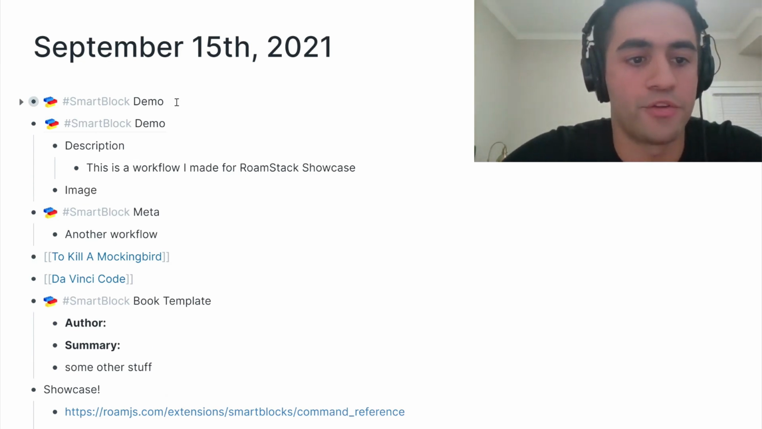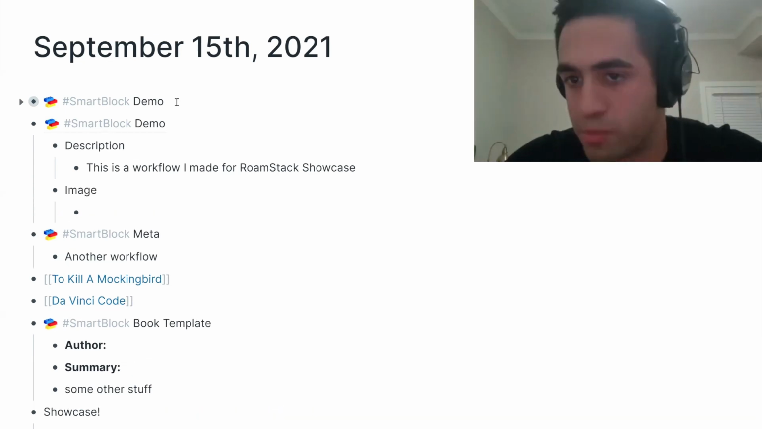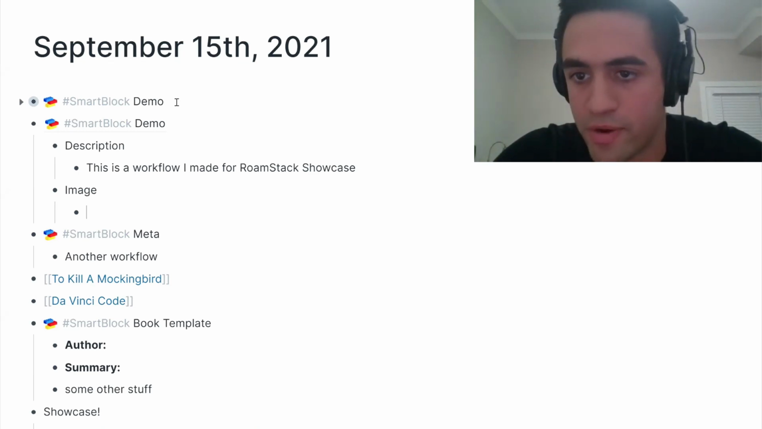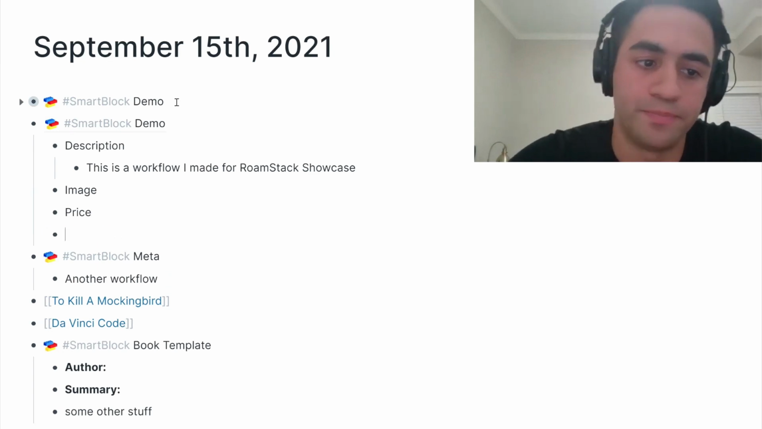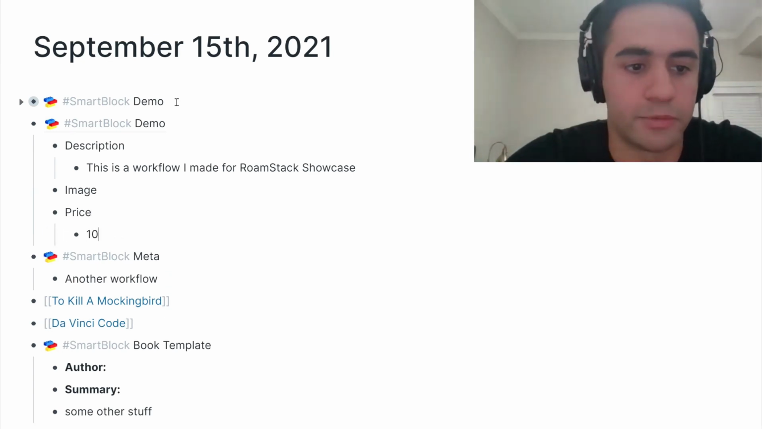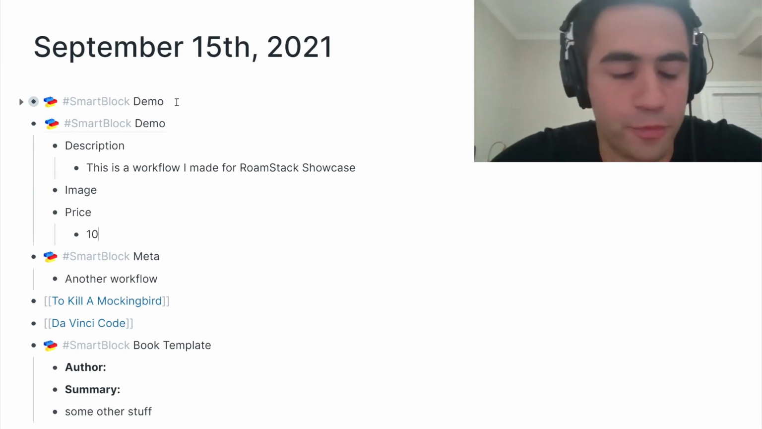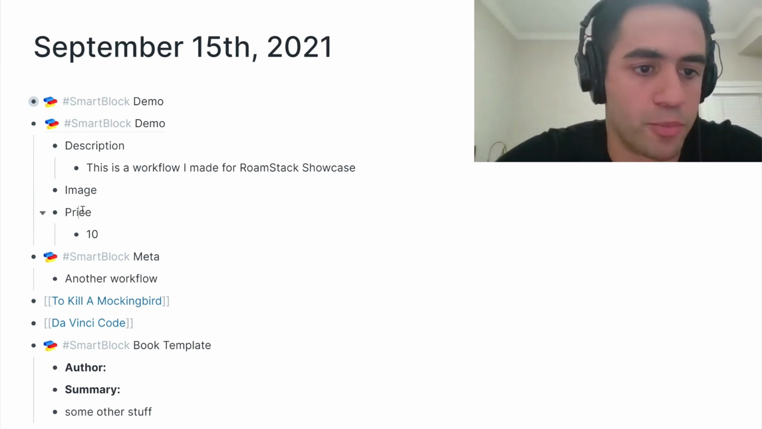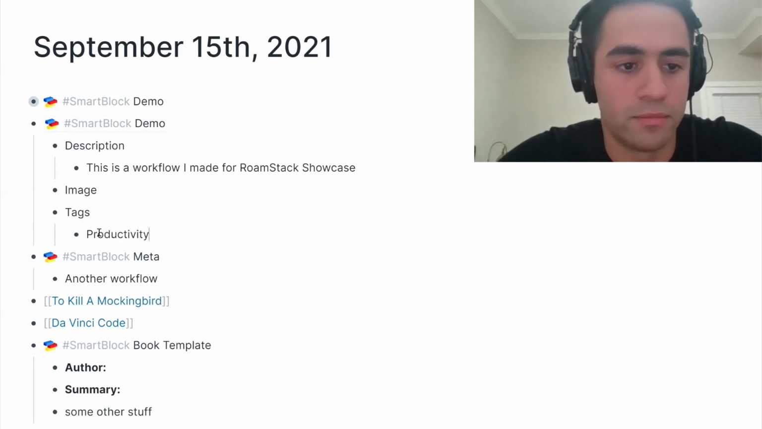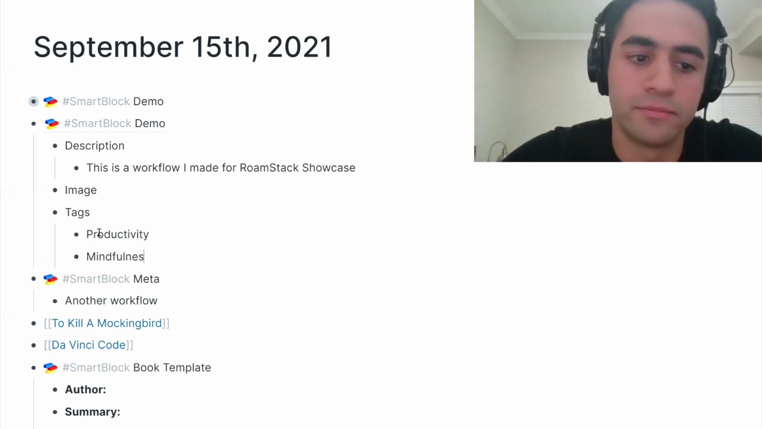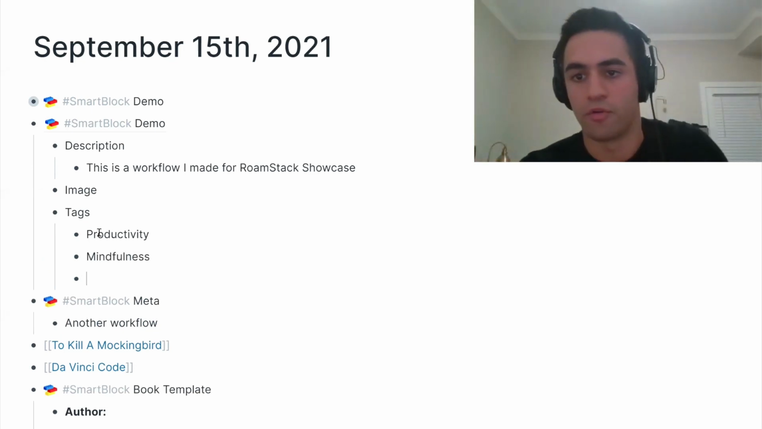You can add an image. So you just copy and paste or upload an image right below here. This is also where you can specify price and just put 10 or whatever in dollars. And then you can also put tags. And this is a list. So you can say productivity, mindfulness, et cetera, et cetera. And then all those tags get added.